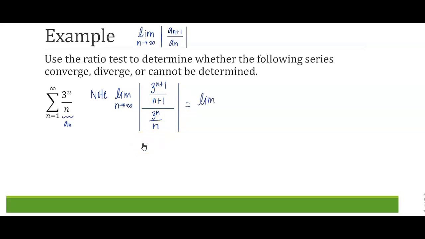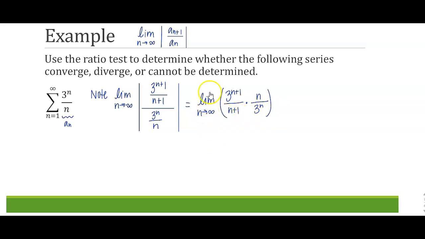So we'll say the limit as n approaches infinity of, and now instead of dealing with a complex fraction, instead of dividing by this fraction, I'm going to multiply by its reciprocal. So I'm going to have 3 to the n plus 1 over n plus 1 times n over 3 to the n. So just again taking that reciprocal and multiplying. So now this is the limit that I'm seeking to evaluate.